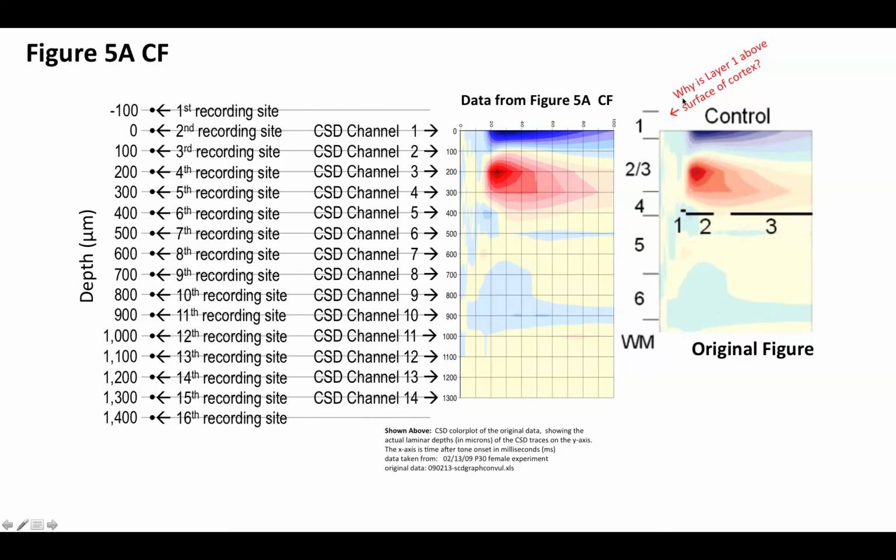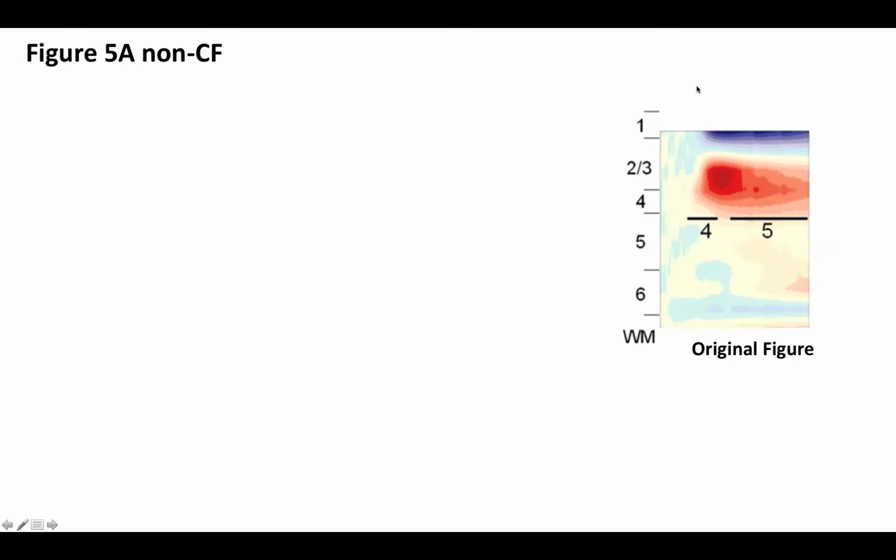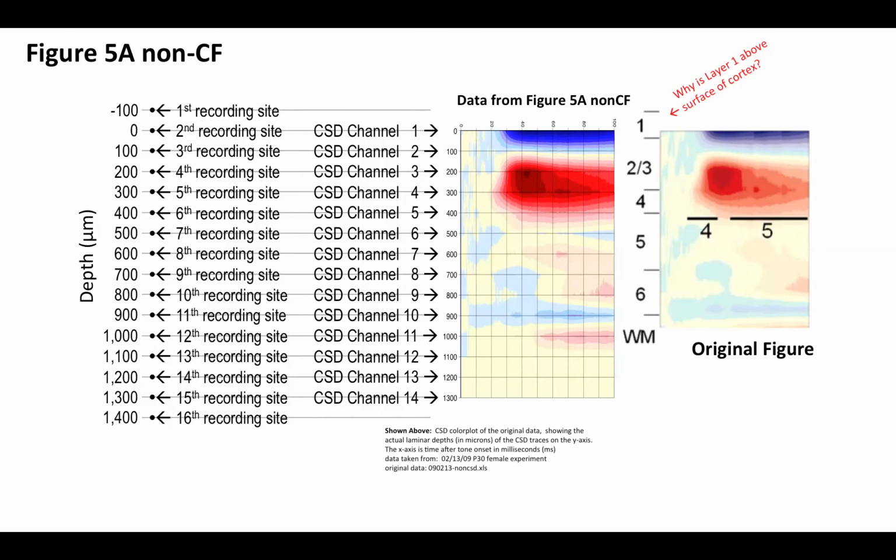And finally, figure 5a, when I analyze the original data here, it shows that this sink is at a depth of only 200 microns, a very superficial sink. And of course, we have to ask the question, why is layer 4 at a depth of 300 microns? Why is layer 1 above the surface of cortex? And we see the same thing in the second part of figure 5a. This sink is at a depth of 200 to 300 microns. Layer 4 is at a depth of 300 microns, which is inaccurate because layer 4 is actually down here from 400 to 500 microns. And we have to ask, why is layer 1 above the surface of the brain?